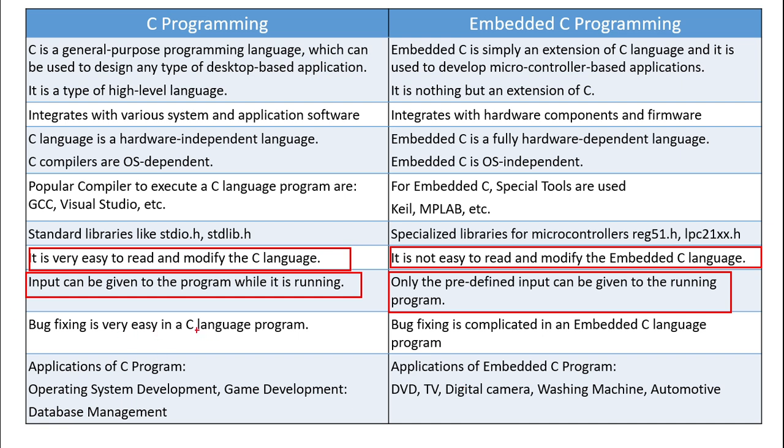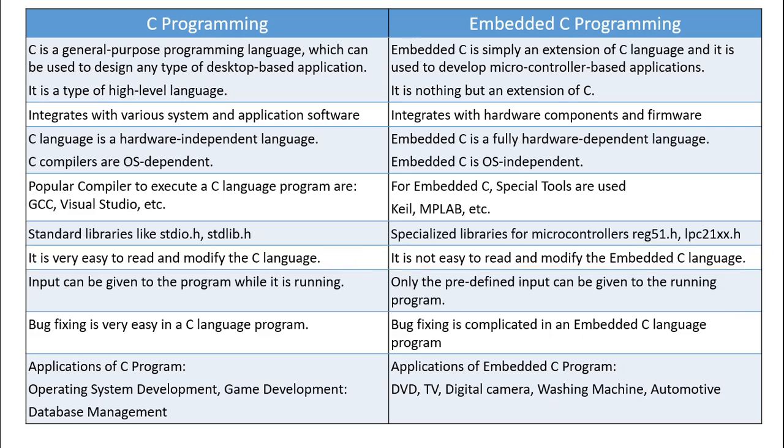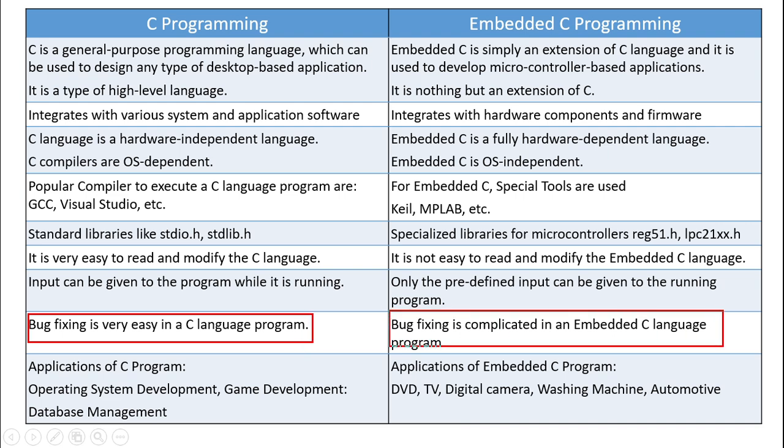Bug fixing is easier. I told you already, programming and modification is easier, and similar to that, bug fixing is easier in C programming, and bug fixing is a little difficult in embedded C because it's a hardware dependent language, and C programming is not a hardware dependent language.